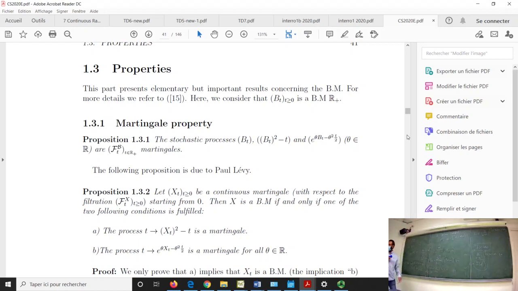So, I erase the blackboard. So now, a few little properties concerning the Brownian motion and martingales. Something that you have to know. It's Proposition 1.3.1.